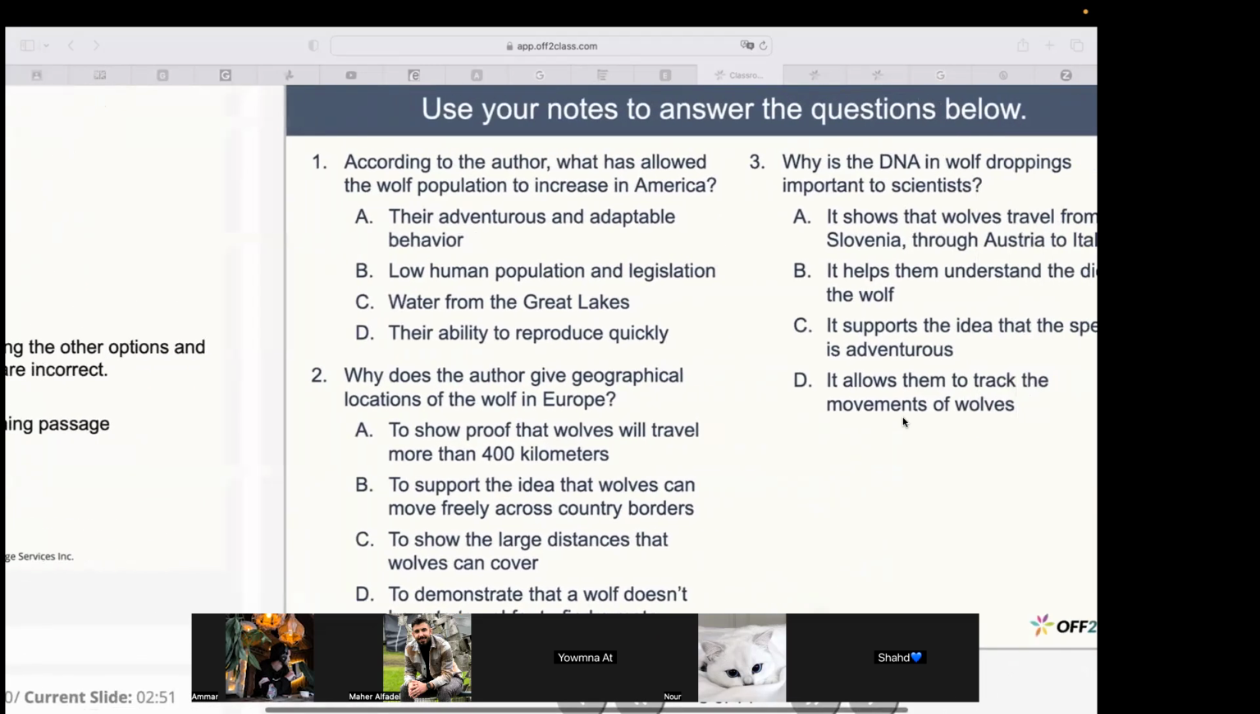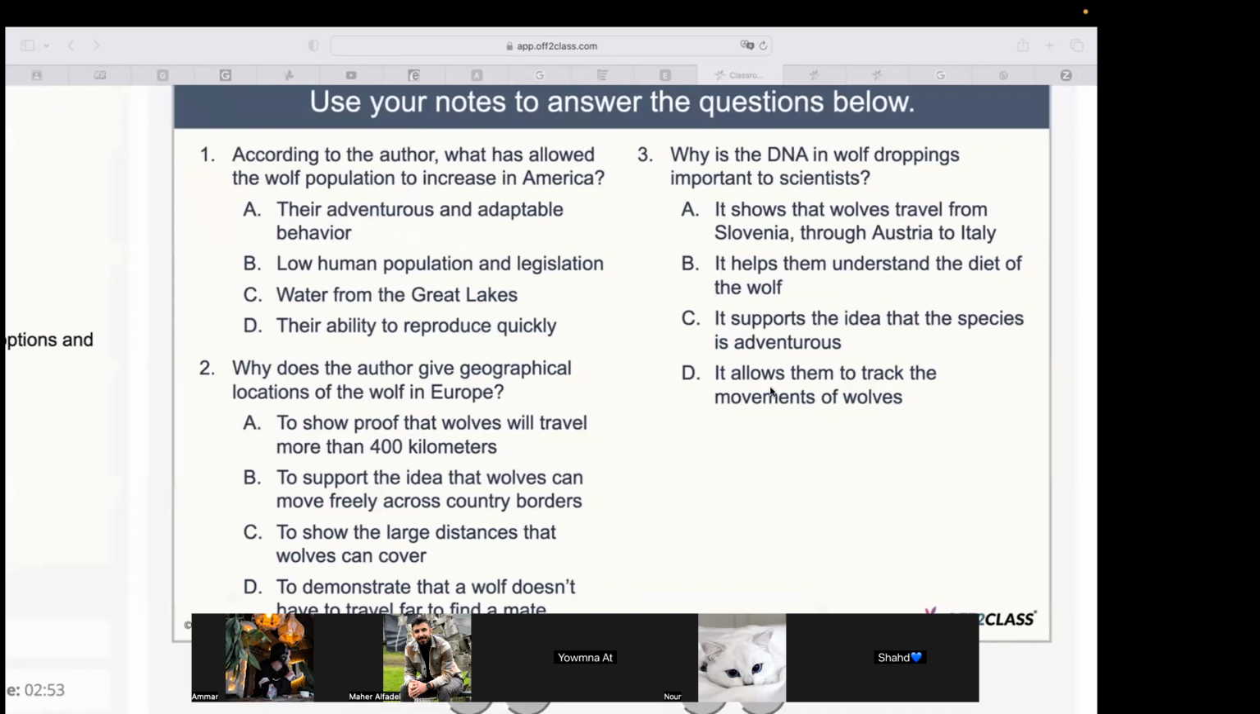Right. Why is the DNA in wolf droppings important? Because it allows them to track movements of wolves. Because they need it to know, right? This is the main idea. Right, let's continue.